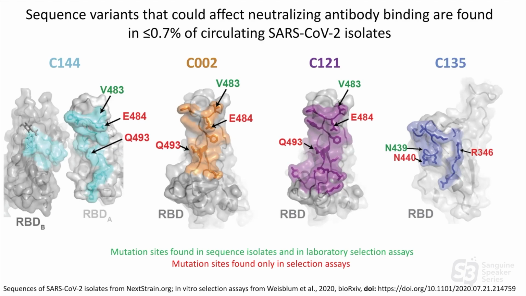The interesting thing about this, of course, is that we put all these mutations here, but they're only found in less than 1% of the circulating SARS-CoV-2 isolates. So in a natural infection, this might not matter that much, but if you're using monoclonal antibodies for treatment of an infection, you could select these mutations. And in fact, in the selection assays here, Paul Bieniasz's lab in this Weisblum et al. preprint were able to select these mutations in in vitro selection assays.